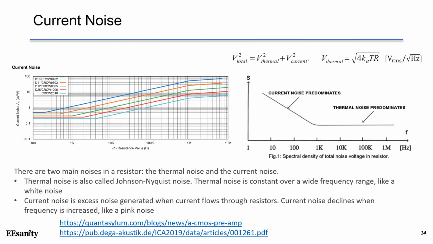This slide gives a basic working knowledge about noise generated by resistor. So normally there are two types of noise coming from the resistor: thermal noise and current noise. The thermal noise is also called the Johnson-Nyquist noise. Thermal noise is constant over a wide range of frequency, like white noise. Current noise, on the other hand, is excessive noise generated when current is flowing through the resistor. The noise is an unwanted phenomenon for resistors.